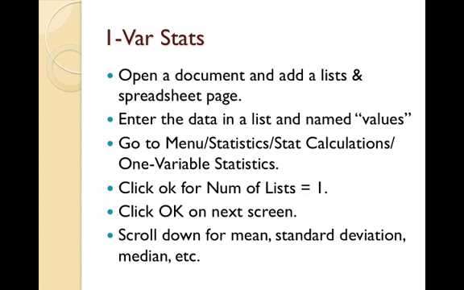Now you want to enter the data in a list and have the list named values or observations, something along those lines. Go to Menu, Statistics, Stat Calculations, and choose one variable statistics. Click OK for number of lists equals 1. It'll prompt you for that. Just click OK. And then there will be another screen. Just click OK for that. And then find the column with the results and scroll down, and it'll give you the mean, the x bar, the standard deviation is s. It's going to give you median, all kinds of interesting things.